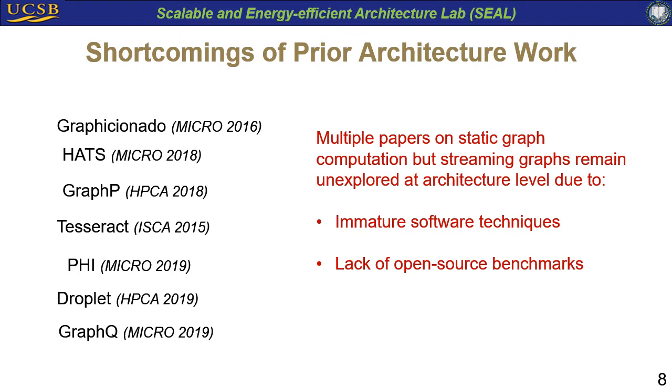At the architecture level, there are multiple interesting papers and optimization techniques which target static graph computation, but streaming graphs remain unexplored at the architecture level due to 2 key issues. The first is immature software techniques. So the data structures and compute models for streaming graph applications are still being developed and proposed. And the second issue is the lack of open source benchmarks, which makes it difficult to perform effective architecture level studies.